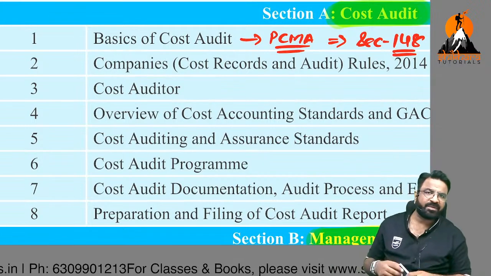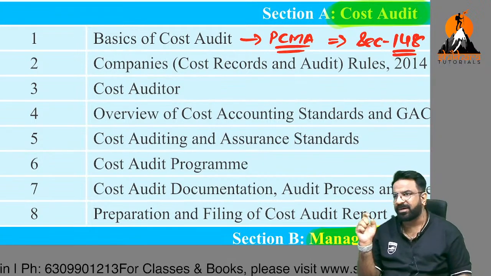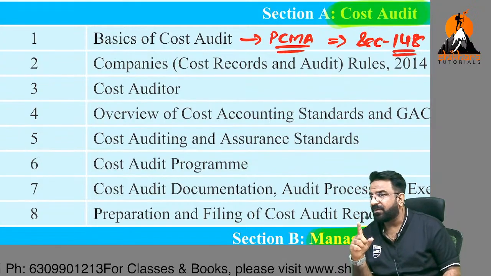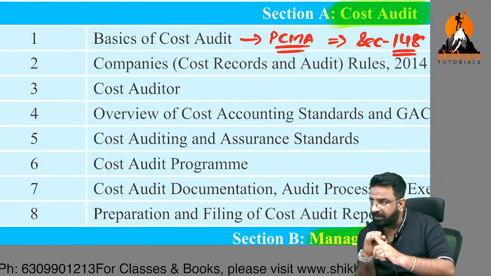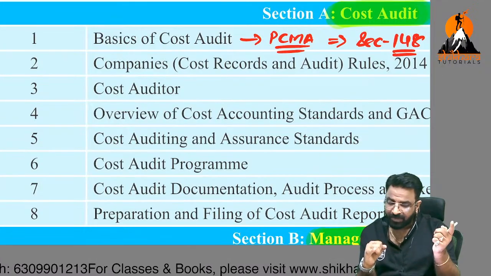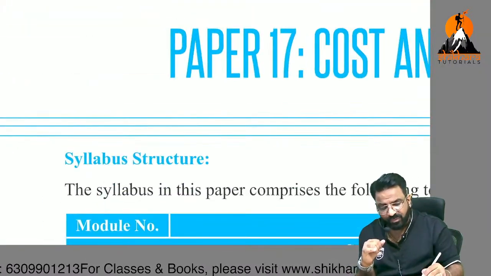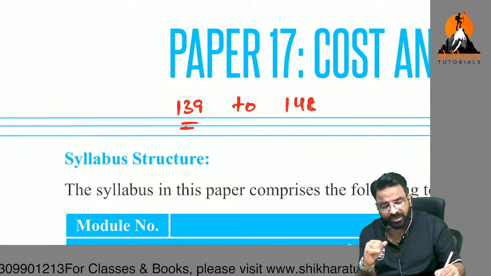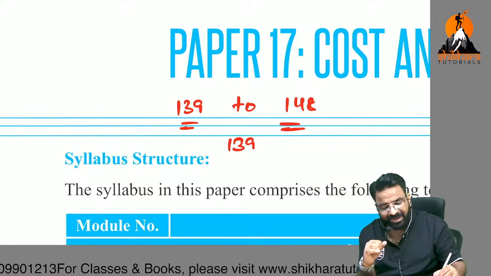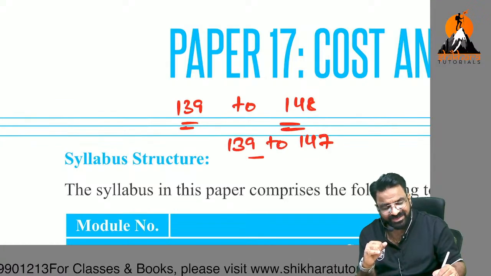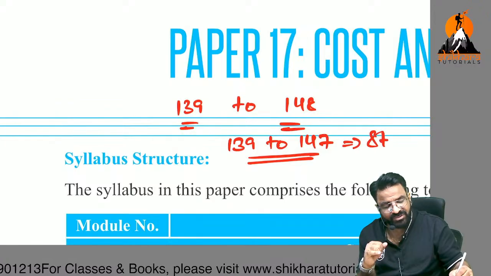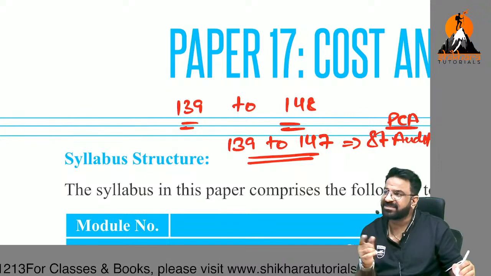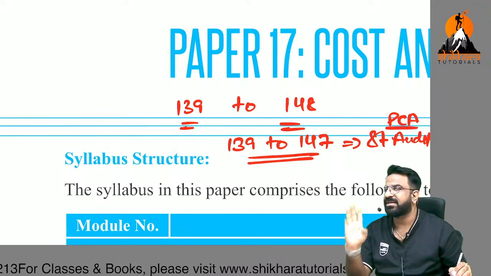I hope you all remember your CMA Inter audit part, in which we had a chapter called company audit, in which we covered section number 139 to section number 148. But let me tell you one thing: 139 to 147 are the sections of statutory audit. Who does that? Practicing CA does that, not practicing CMA.